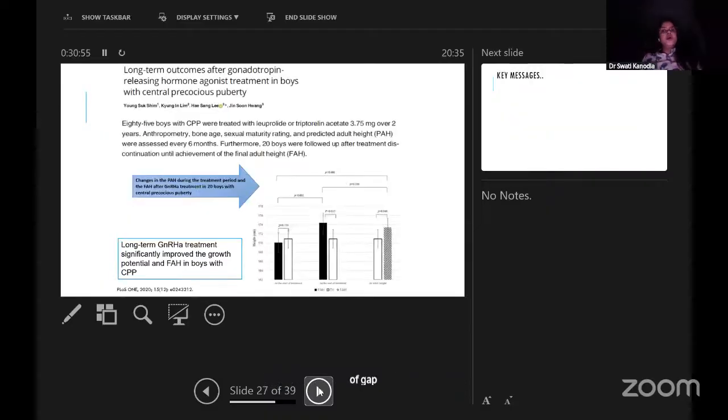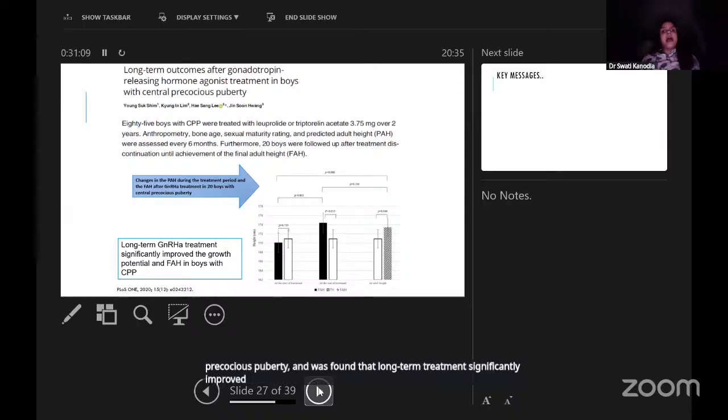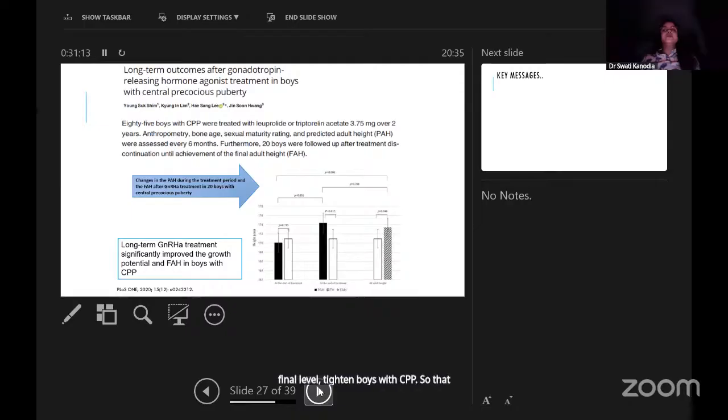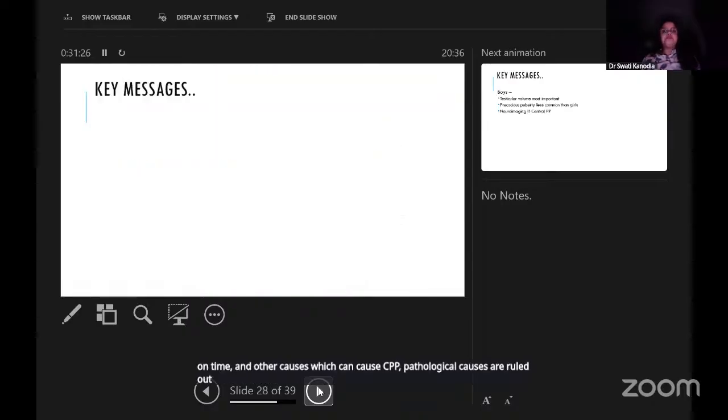And they also did a study about the long-term outcomes after gonadotropin releasing hormone agonist treatment in boys with central precocious puberty, and it was found that long-term treatment significantly improved the growth potential and final adult height in boys with CPP. So that is why this treatment is very good if it is started on time, the children are diagnosed on time, and other causes which can cause CPP, pathological causes, are ruled out timely.